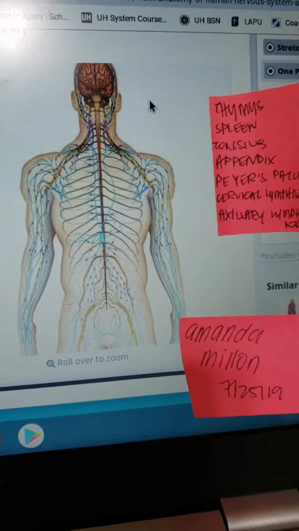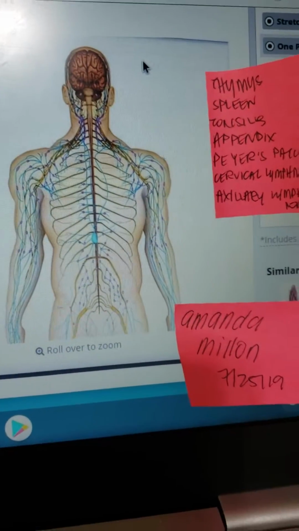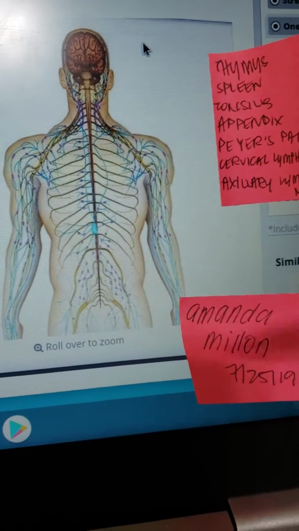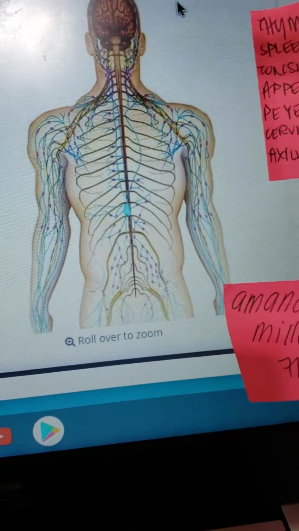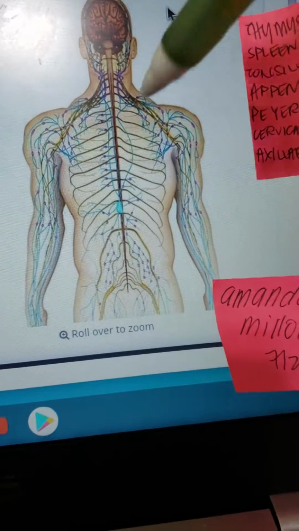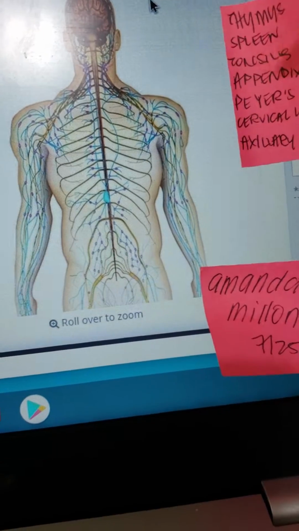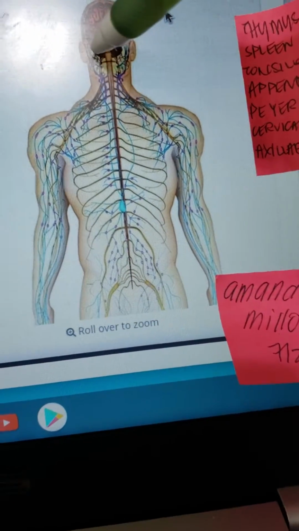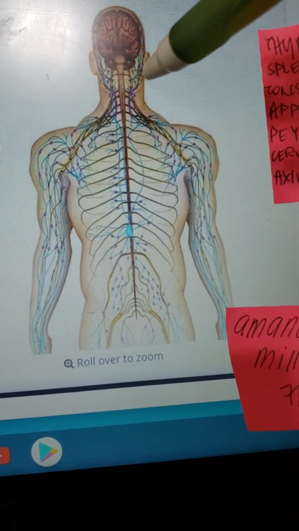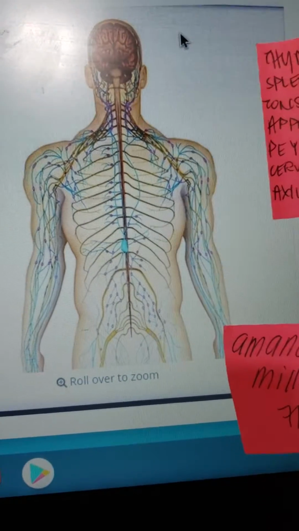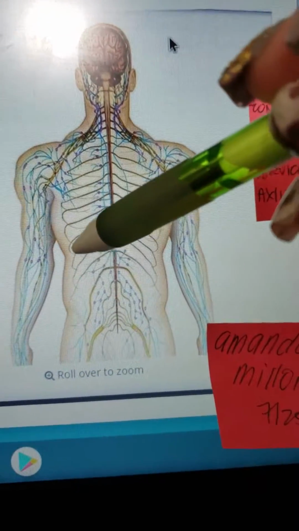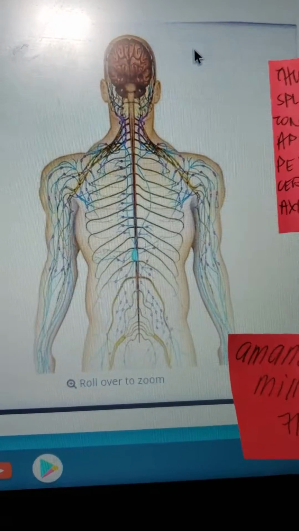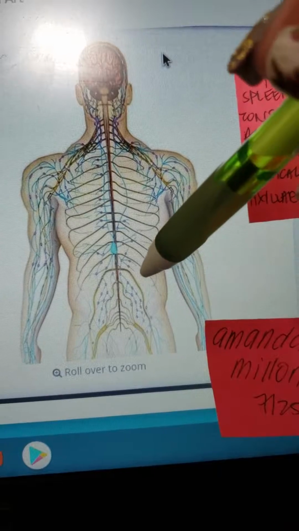Again, today we're going over the lymphatic system. The first thing listed is the thymus, so that's in the region right over here. Then we've got the spleen, so down here. Then we have the tonsils, which is of course here. I'm sorry, I'm looking at my phone. So the tonsils. Then we've got the appendix, right over here. Then we've got the Peyer's patch. It's the opposite side. It's going to be right over here.